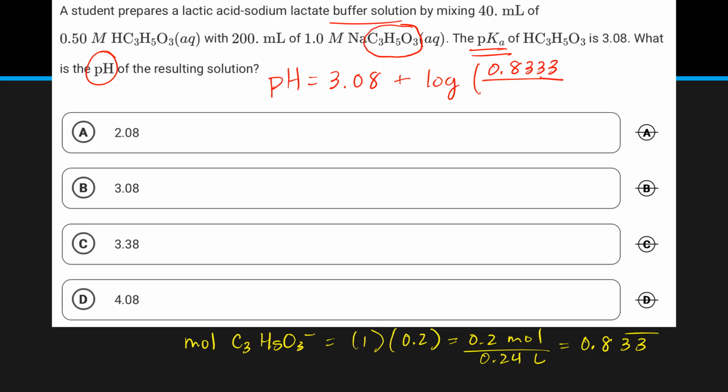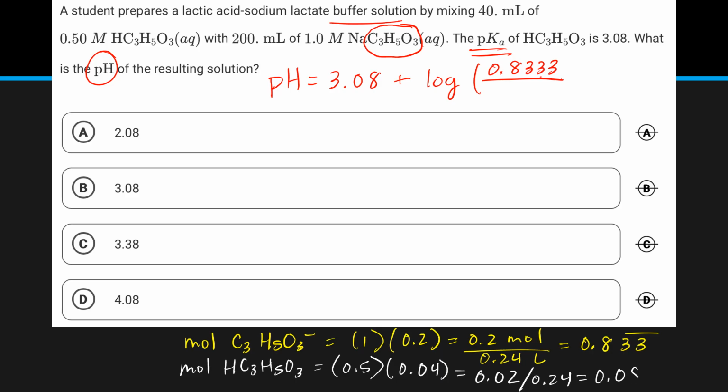Now let's get our weak acid concentration. Same concept. We have moles of HC3H5O3. We have a 0.5 molar solution with 40 milliliters, so 0.04 liters. So 0.5 times 0.04 is going to give us 0.02, divided by 0.24 liters. That gives us 0.083 repeating. So that's going to go in the denominator.